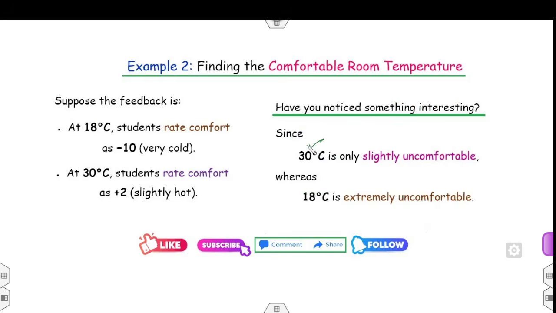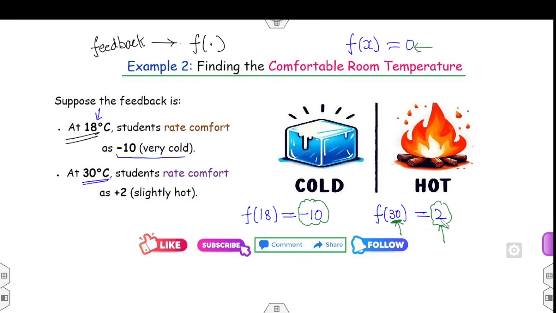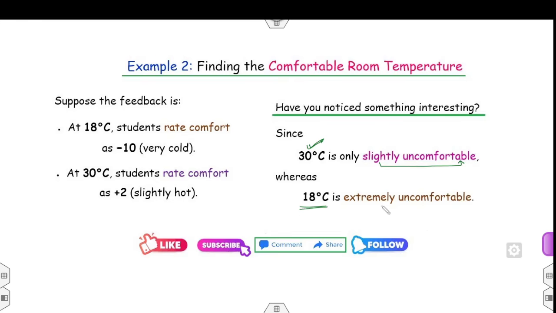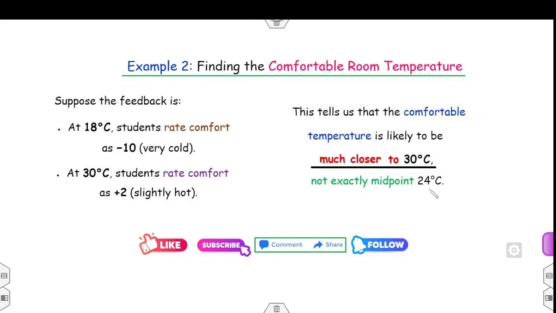Have you ever noticed 30 degrees Celsius is slightly uncomfortable? Why? Because f of 30 is 2, which is near to 0 as compared to minus 10, and 18 degrees Celsius is extremely uncomfortable. That means instead of taking the temperature as the midpoint, we can always choose the initial guess near 30 degrees Celsius, and then we can draw the tangent line. This is 18 degrees, this is 20, this is 30 degrees. यहाँ पे कितना था आपके पास? माइनस ऑफ 10 और यहाँ पे आपके पास 2 था. तो फंक्शन कुछ ऐसा जाएगा और ये पॉइंट आप निकाल दोगे बाय यूजिंग द स्ट्रेट लाइन करके.